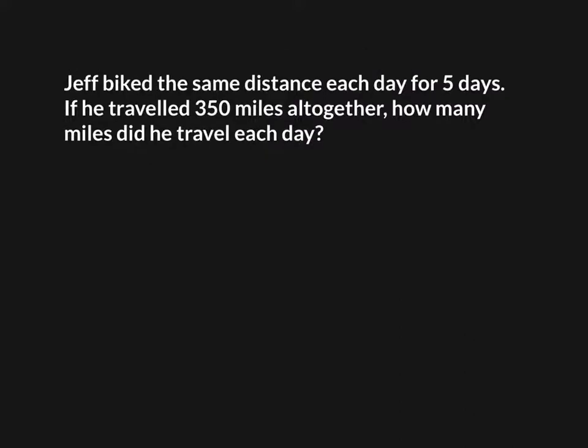This is your quiz problem. It says Jeff biked the same distance each day for 5 days. If he traveled 350 miles altogether, how many miles did he travel each day? So the first thing to think about when approaching this problem is to ask yourself, do we know the size or the amount in each group, or do we know how many groups there are, and we're trying to figure out the size of each group? Once we determine that, we can draw a tape diagram to model the problem.